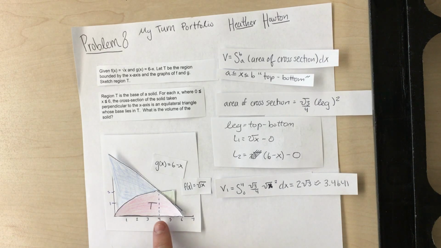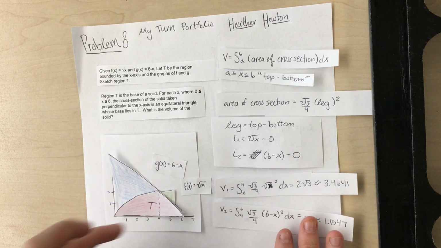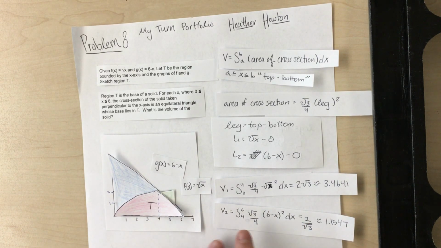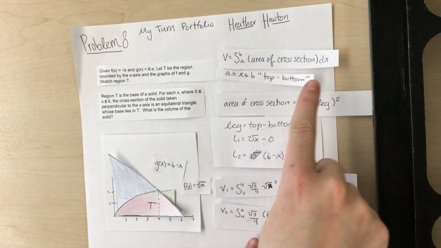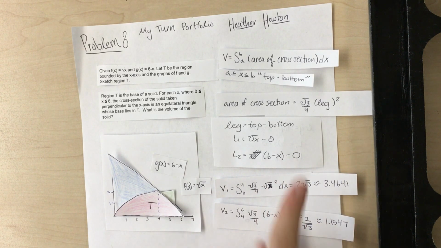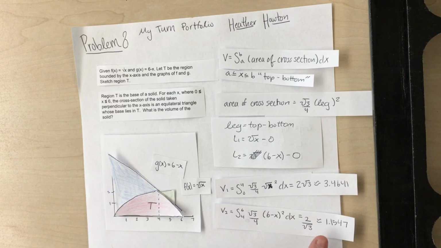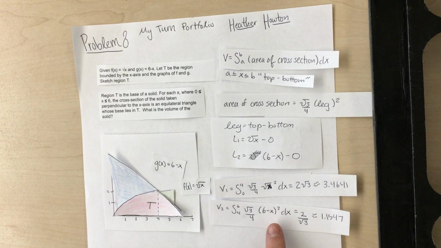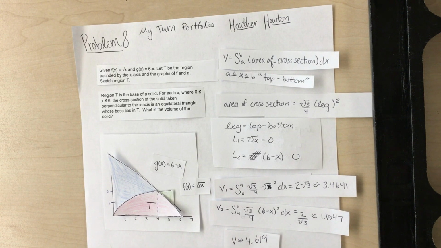Then we get volume 2 right over here. It's going to be from 4 to 6. Then we get the area of a cross-section. We plug in for leg 2. Don't forget dx. When simplified, it's 2 over square root 3, which is roughly equal to 1.1547. Now we add V1 and V2 together, and we get about 4.619 for volume. And that is how you solve for problem 8, set B.